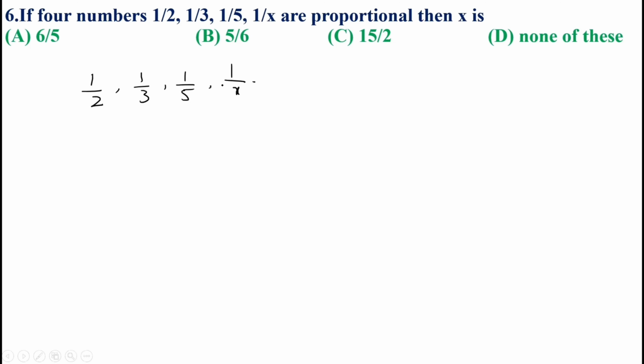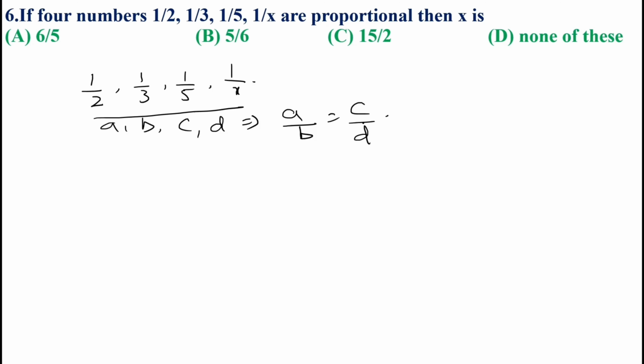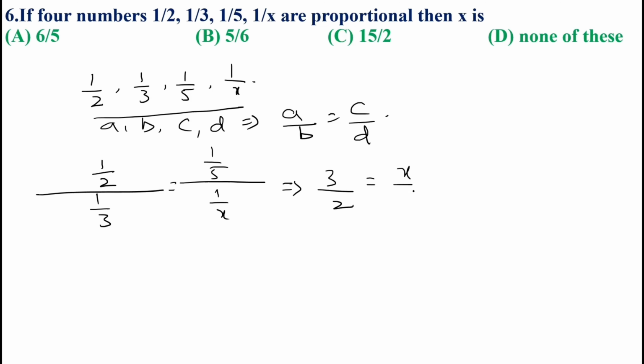If 4 numbers 1 by 2, 1 by 3, 1 by 5 and 1 by x are in proportion, then find x. What do I have to do? Let us assume that these are A, B, C, D. So what can we write? A by B is equal to C by D. In the same way we have to write. 1 by 2 by 1 by 3 is equal to 1 by 5 by 1 by x. This will become 3 by 2 is equal to x by 5. X is equal to 15 by 2.